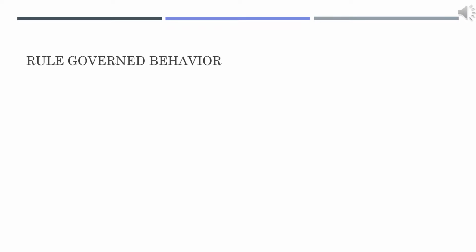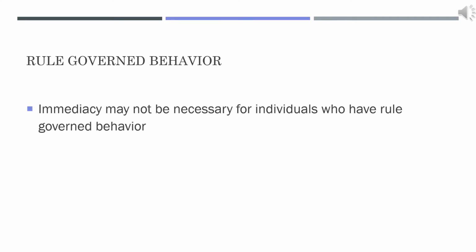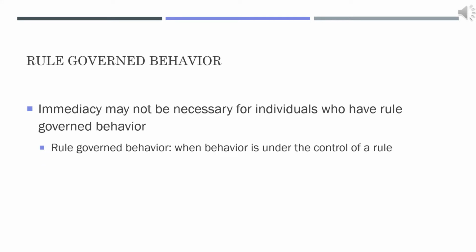There are some clients where you may not have to rely on immediate consequences to control behavior. For example, if a client has verbal behavior, they may be able to understand rules. Rule-governed behavior is when a behavior is under the control of a rule.